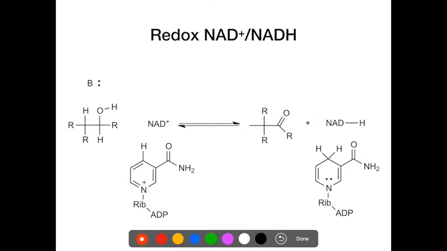Now, most of the time, what we write is NAD plus, okay? But what I'm going to do is show you the functional organic structure of the NAD plus, that is the electron acceptor. And so what you can see is ADP is part of it, ribose is there, and then this organic structure is the portion that is going to be part of the organic reaction.